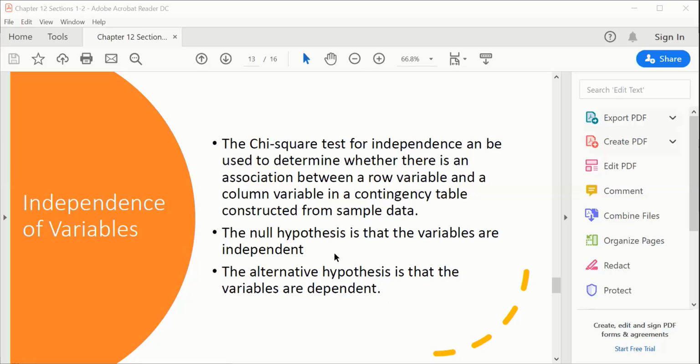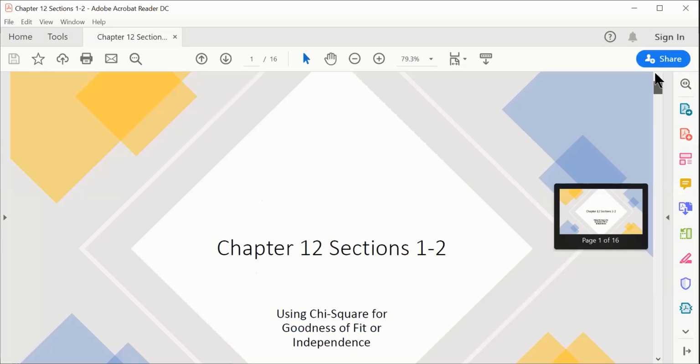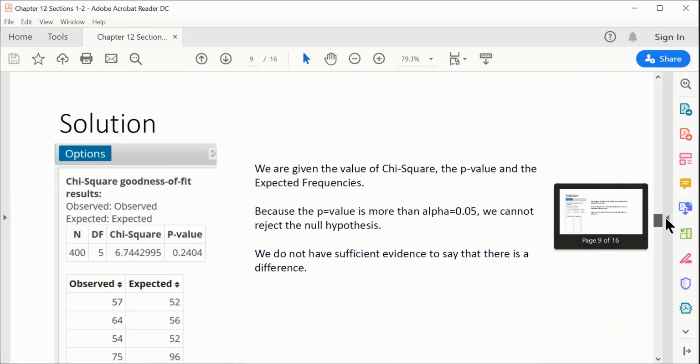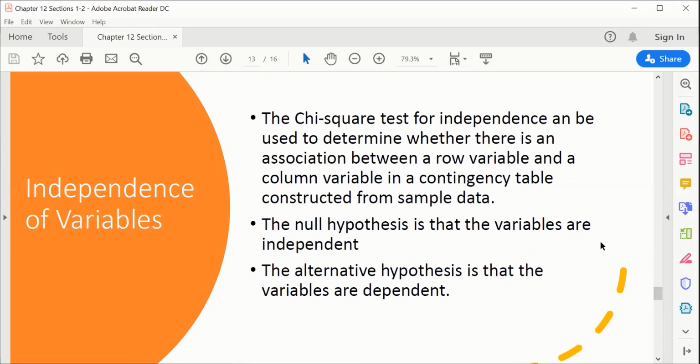Which slide was that? Chapter 12. Slide 13. Chapter 12, sections 1 and 2. Okay, thanks. Slide 13 out of 16. It's right there up by the arrows in the middle, by the blue arrow. Oh, thanks, Kate. I missed that.